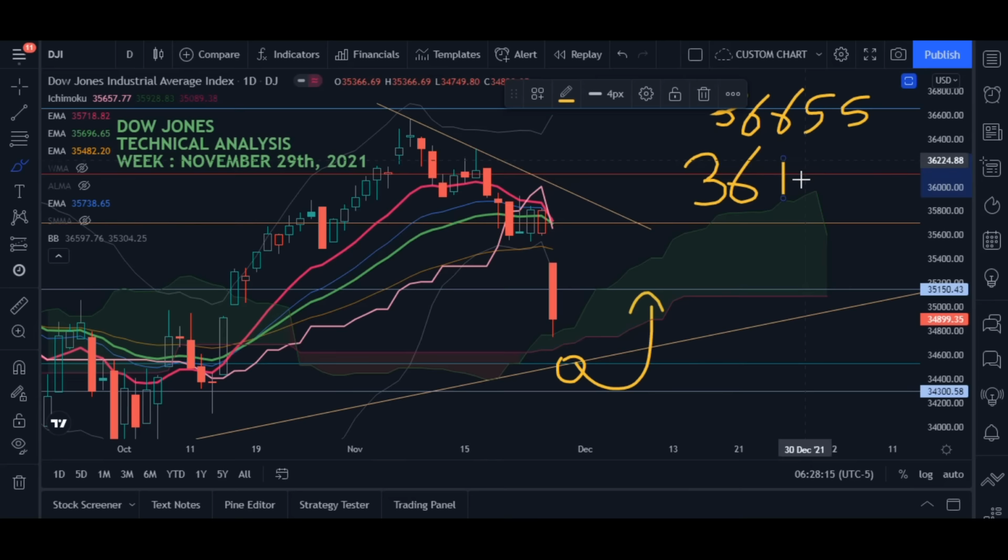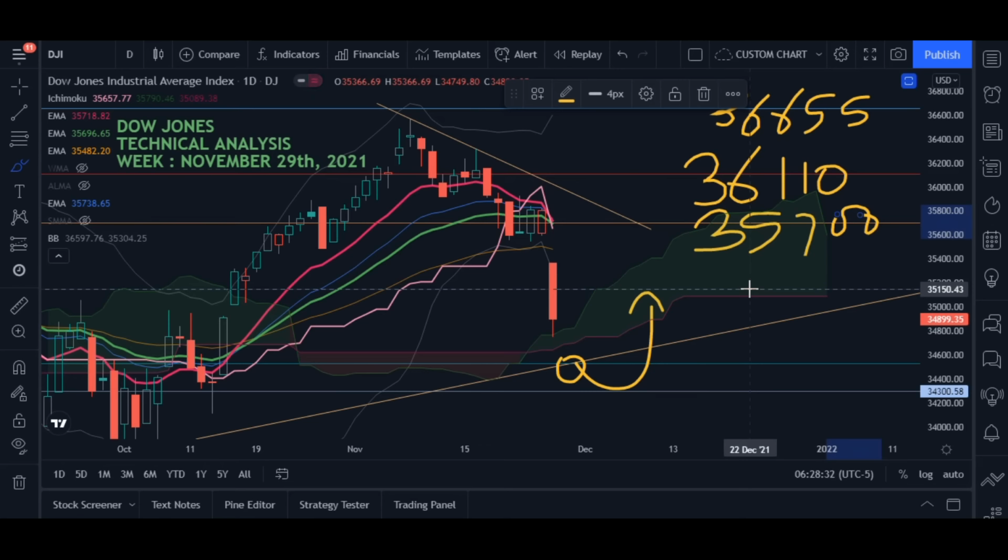36,110, because the market has potential to move by like 1000 points in a week. That's not a problem. Then we have another resistance here at 35,702. So we have 35,700, this is another resistance. Earlier it was acting as support, but now it is acting as resistance.